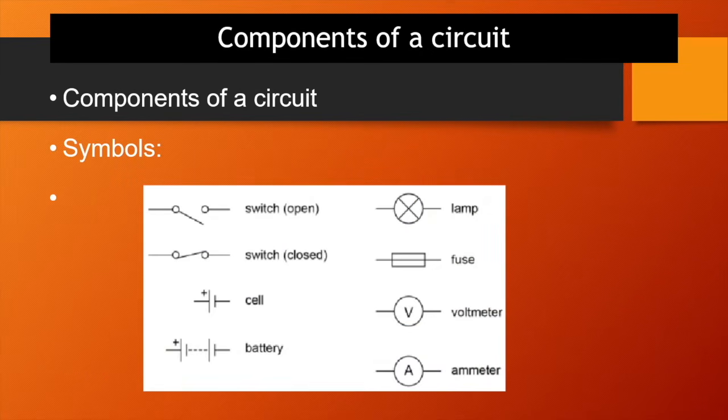The symbols of a circuit can be represented below. If we were to ask you to draw us the circuit, these are the symbols you would use. We have an open switch, a closed switch, a cell, a battery, a lamp or a light bulb, a fuse, a voltmeter, and an ammeter. Important to remember with a voltmeter, it will always be connected in parallel to a circuit, which we teach you later on, and an ammeter will be connected in series.